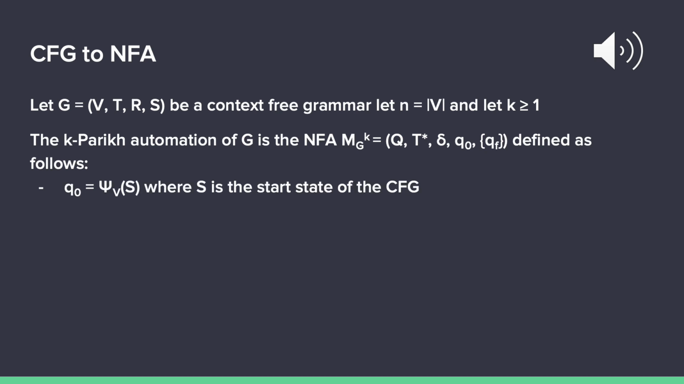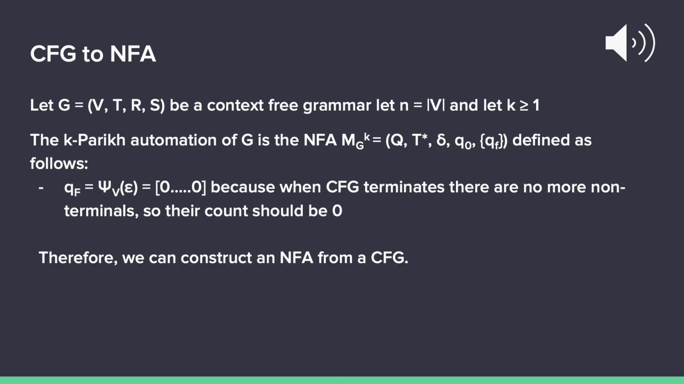So after we defined Q, delta, and T, we now need to talk about Q0, which is our start state. This is quite simple, because it's basically psi V of S, where S was the start state in the CFG, and now we're just taking its Parikh vector.